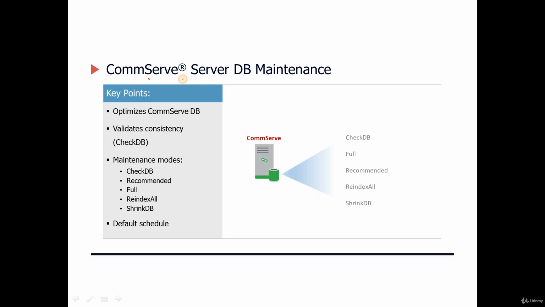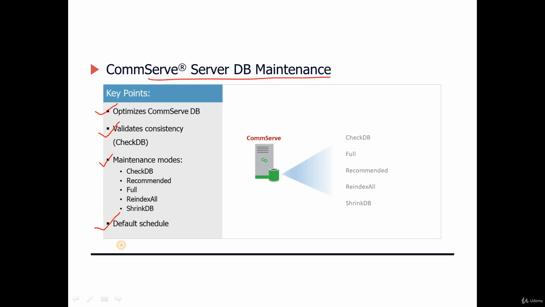The first one is the Commvault DB maintenance. As we have seen earlier, whenever we are installing a Commvault, an SQL database will be installed, right? So we have to make sure that the SQL database which is in the backend is optimized. The first area is we have to make sure the optimization of the Commvault is taken care of. We have to make sure that the consistency of the database is okay. We have to make sure of the maintenance mode. So if you want to run a maintenance on that database, how you can run the maintenance and what are the different types of modes that are available, right?